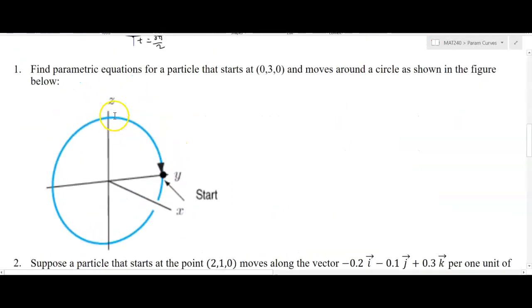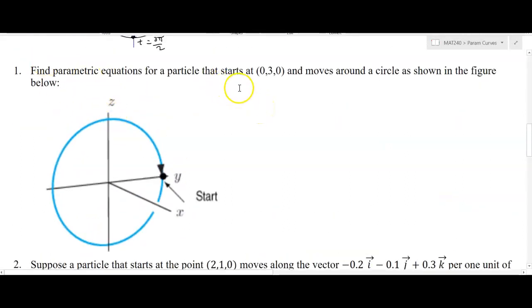So in this next example, we want to find parametric equations for a particle that starts at 0, 3, 0 and moves around a circle as shown in the figure below. Now here, the circle isn't revolving around the z-axis, it's actually revolving around the x-axis. So it's z and y that form the circle, and if we want to model that, first of all, we see that the x component is not changing at all. So the first thing I can say is that x is going to equal 0.